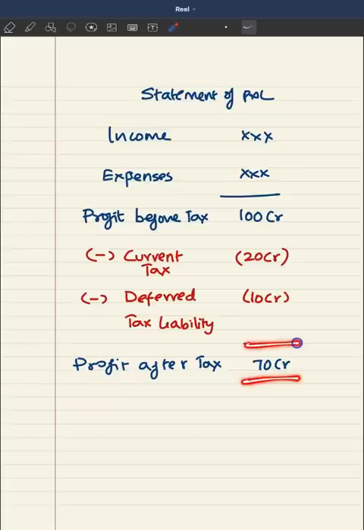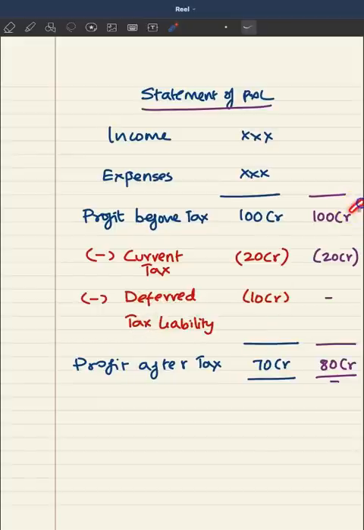Now imagine a scenario where this deferred tax liability is not at all provided. Since there is no cash outflow, entities can take a stand that why I should provide for deferred tax. If they are taking this stand, what will happen? In that case, profit 100 crore, current tax of 20 crore only will be deducted, and that will result in profit being reported as 80 crore.